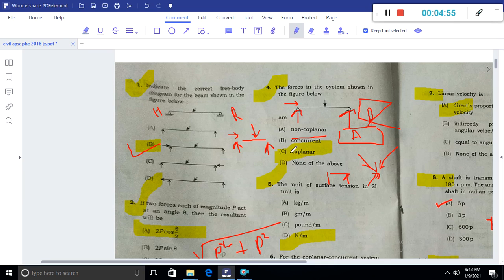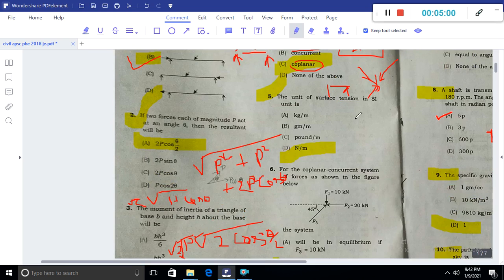We will call it coplanar, because the forces are acting on the same plane. The SI unit of surface tension in SI: we measure surface tension in Newton per meter. Surface tension is nothing but force per length. Force has the unit Newton and length has the unit meter, so the unit is Newton per meter.